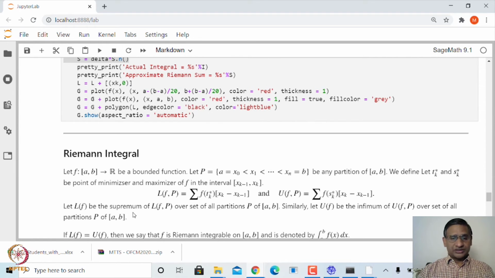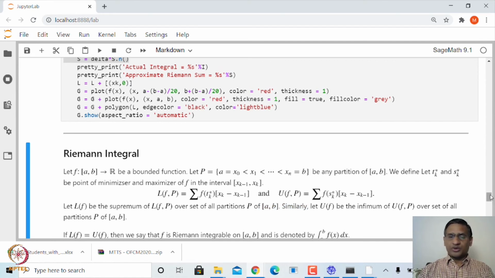One can show that these suprema exist, because this will be bounded above by (b minus a) times the maximum value of the function in the interval [a, b]. And similarly, this will be bounded below, so LF will have a supremum and UF will have an infimum. So you find the infimum and supremum of these two.